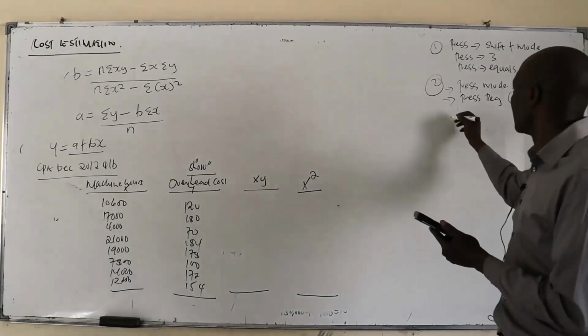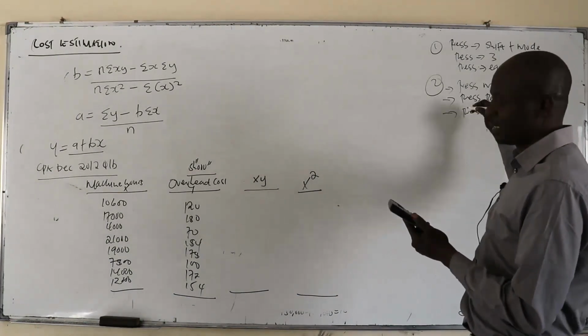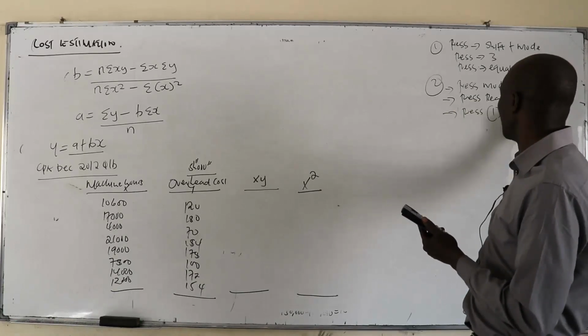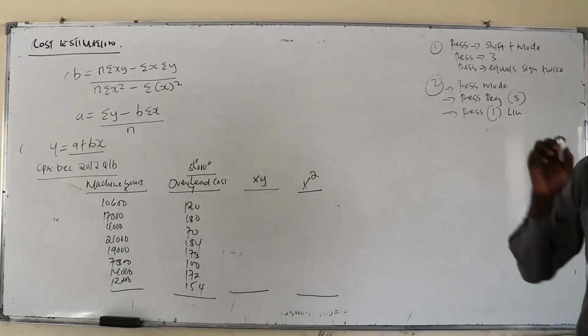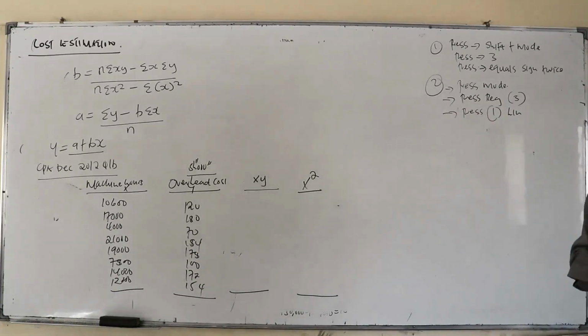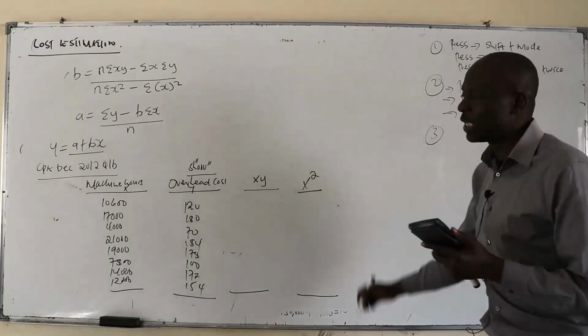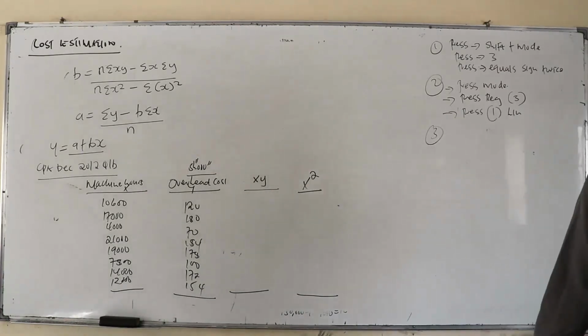And then you press 1, that is linear regression. So now your calculator will be in the regression mode, linear regression mode. That is number 2. Number 3, now you start inputting the values.